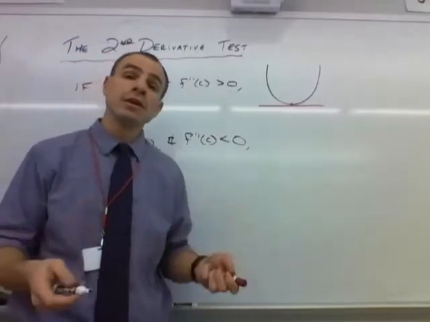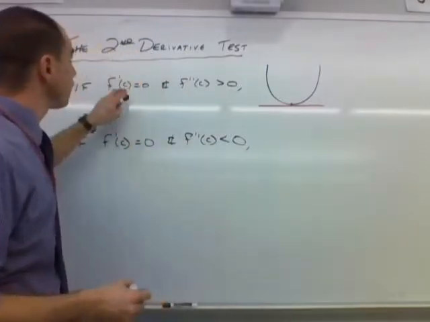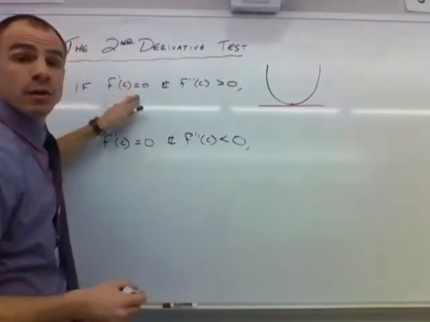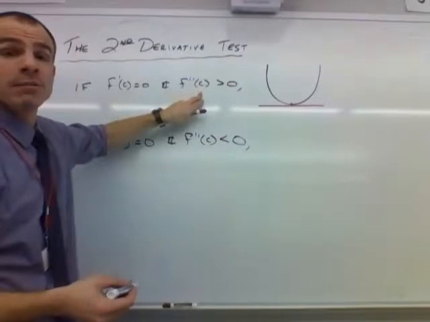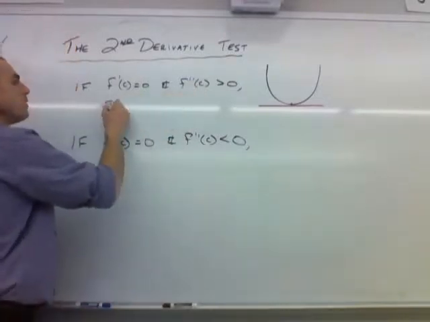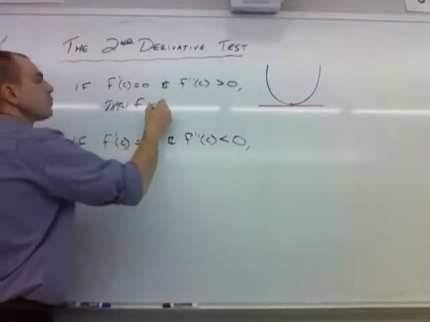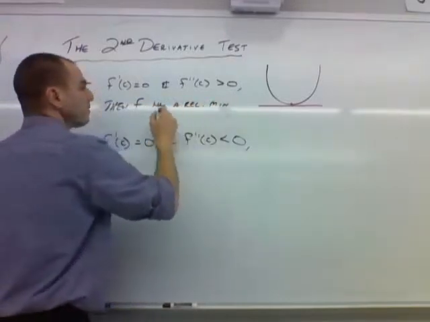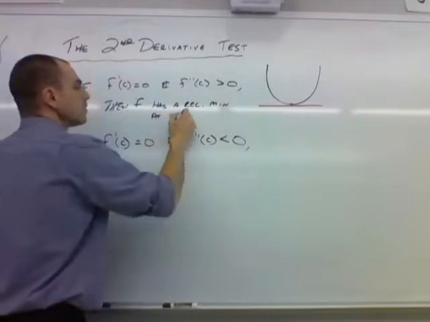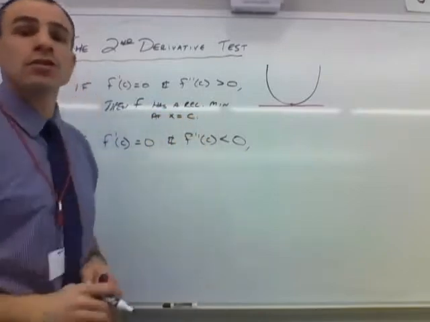So the second derivative test says that if the first derivative is equal to 0 for some value of x, and the second derivative is positive at that same value, then the function has a relative min at this value of x, so at x equals c. That's what you see in your notes right there.